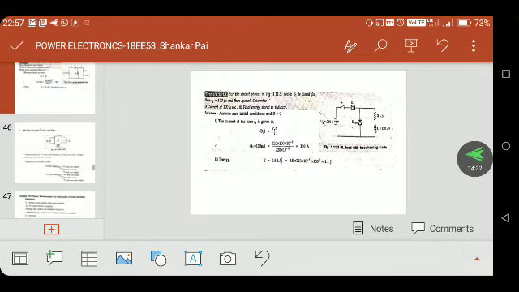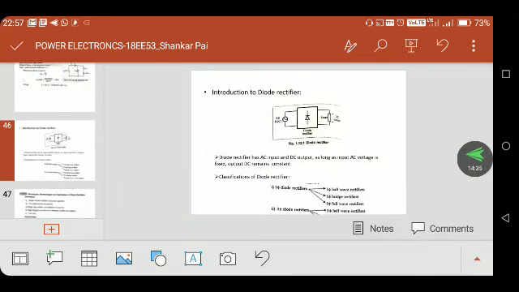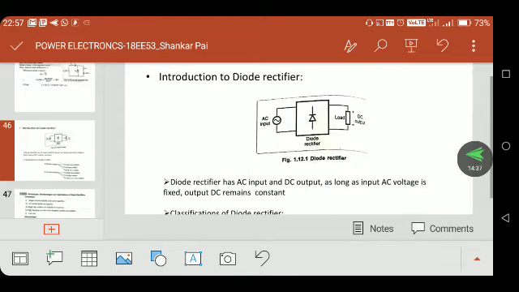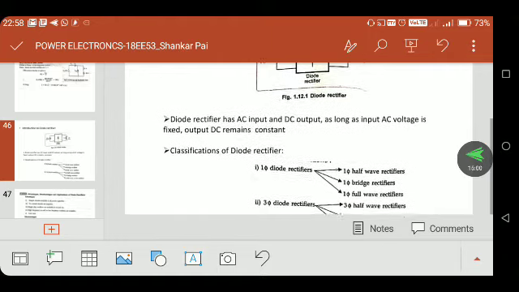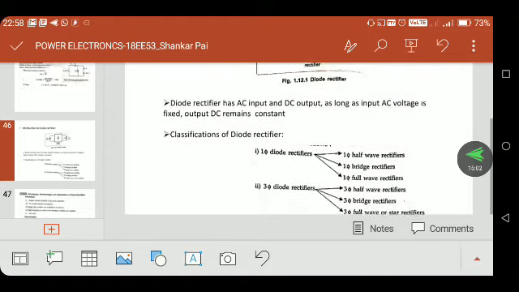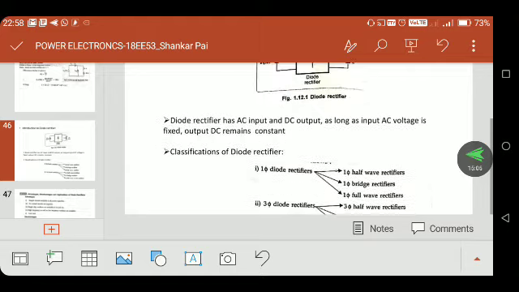Next is the rectifier. A rectifier converts AC supply into DC supply. One of the major drawbacks of the diode rectifier is that the output is uncontrolled. The diode rectifier does not have any control over the output. That is the disadvantage, and it performs the rectification function. These are the different types of rectifiers: single phase diode rectifiers and 3-phase diode rectifiers.